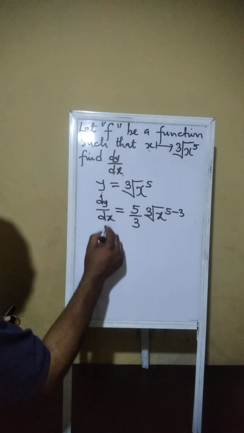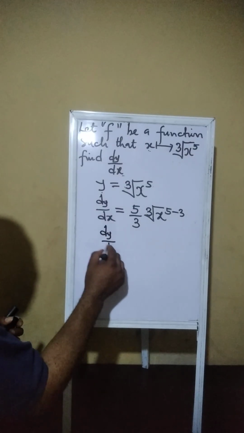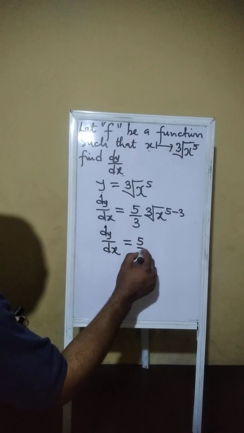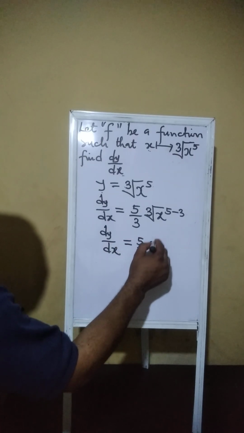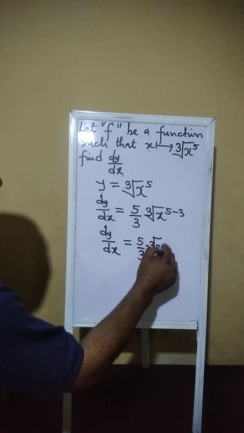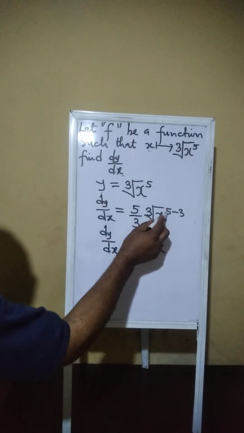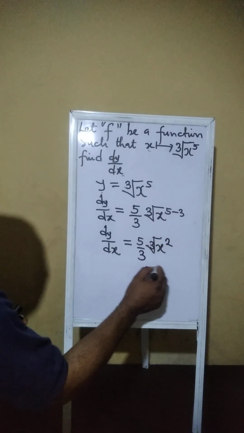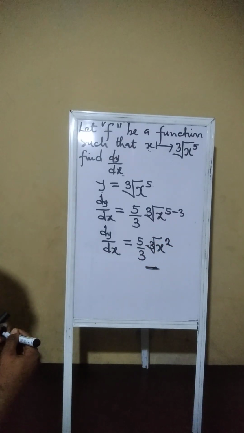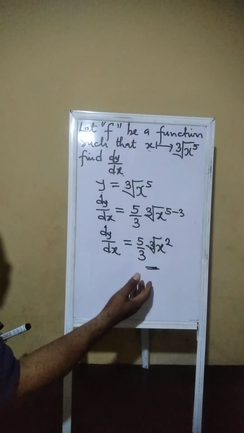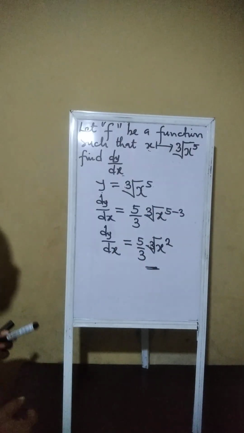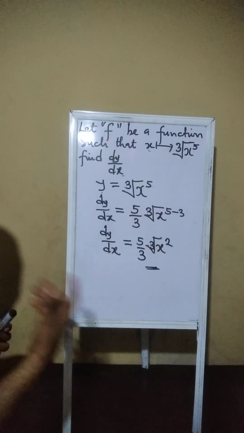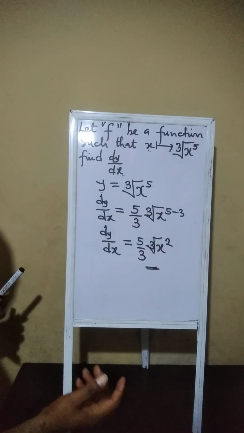Finally, dy all over dx is equal to 5 over 3, then we have cube root of x. Then let's watch. 5 minus 3 will give us 2, and that is the final answer. Then my question now is, did this shortcut correspond with the answer that we got using the normal method? The answer is yes. So that is all.